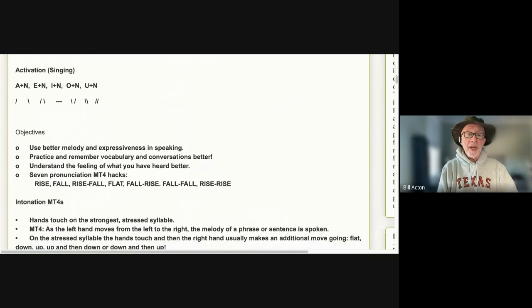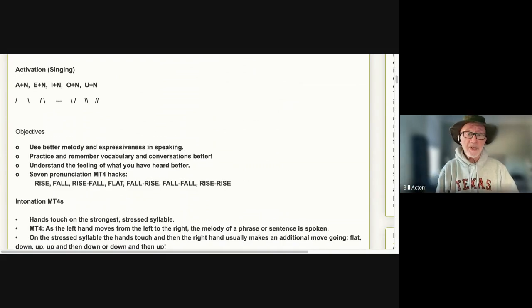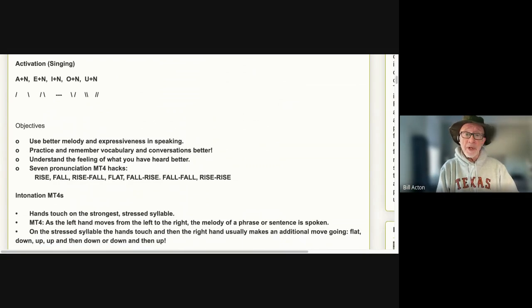Objectives, as usual, better melody and expressiveness. Actually, we'll do more of expressiveness next week. This week is more melody. Next week is more expressiveness. Practice and remember vocabulary better and conversations better. And the reason for that is that by being kind of tuned in and getting your body to feel the melody helps you remember what was said and what the words were and so on.